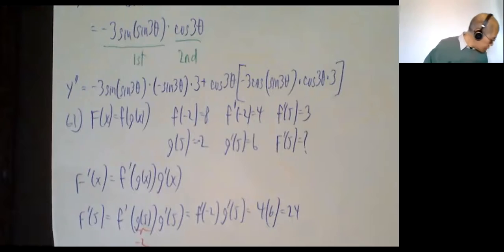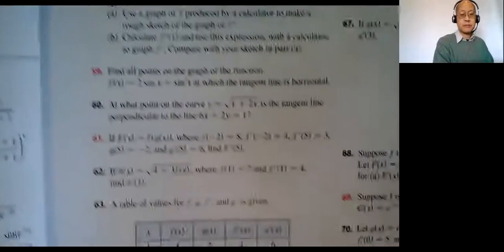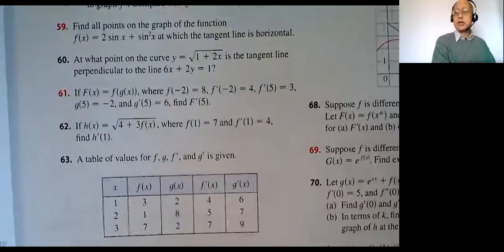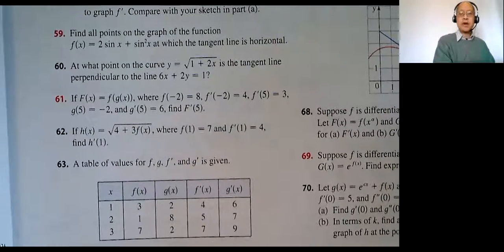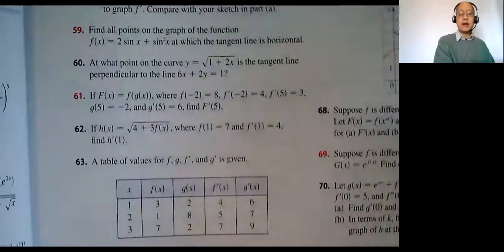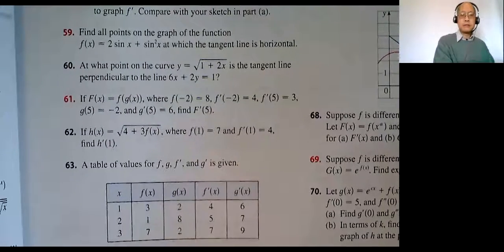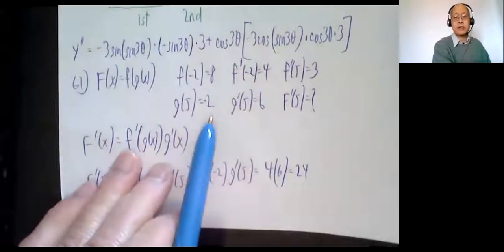Number 61 is a little bit unusual. Let me show you 61. Capital F of x is a composition, f of g of x. And they tell you f of negative 2 is 8, f prime of negative 2, blah, blah, blah. They give you all that data. Find F prime of 5. So how do you do that? I copied down all the data. If you missed the problem, it's all here. Or those of you that have the book, it's already there.